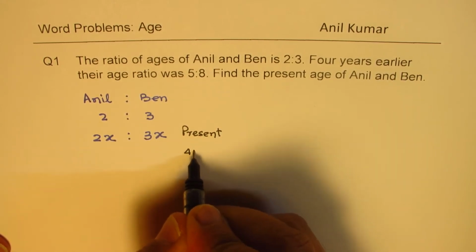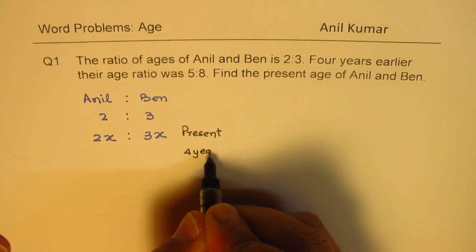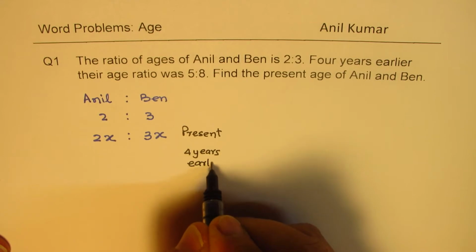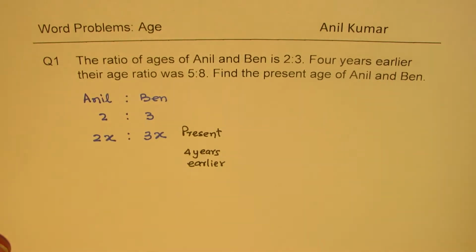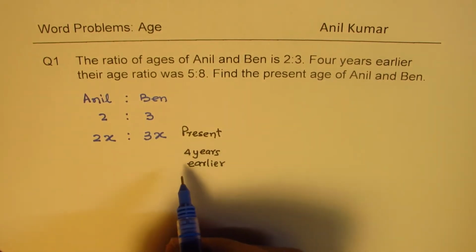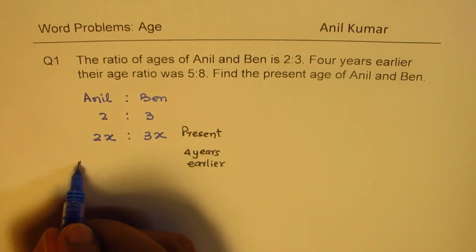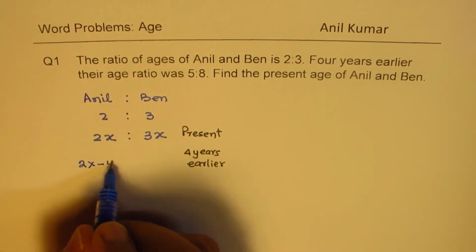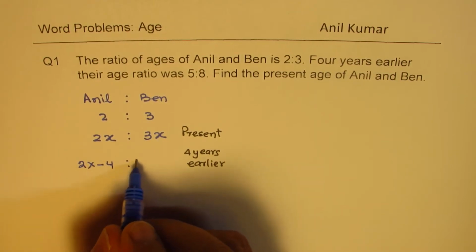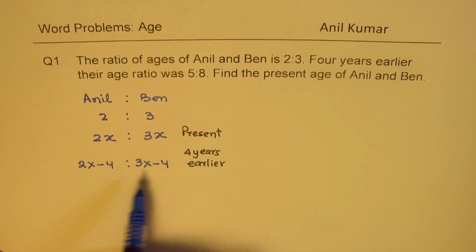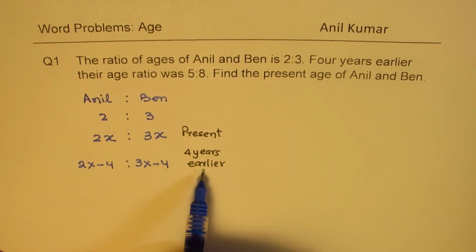Now 4 years earlier, what will be their age? They'll be younger by 4 years, correct? So 4 years younger means 2x minus 4, correct? And this becomes 3x minus 4. Do you see that? So that is going to be their age 4 years earlier.